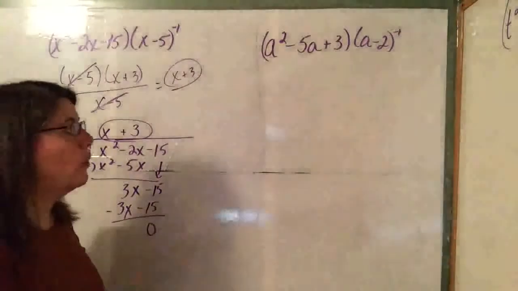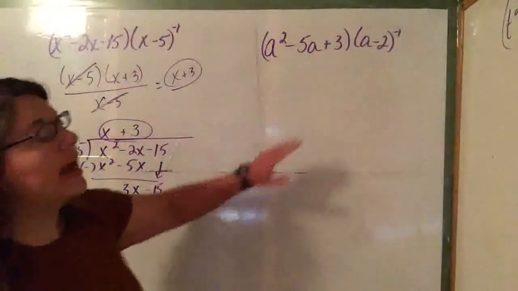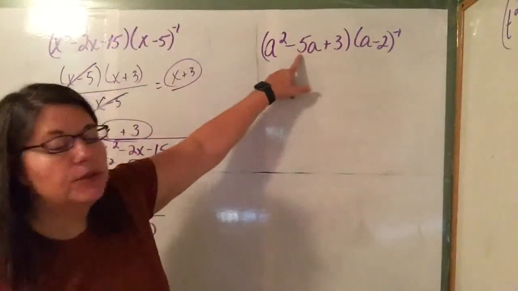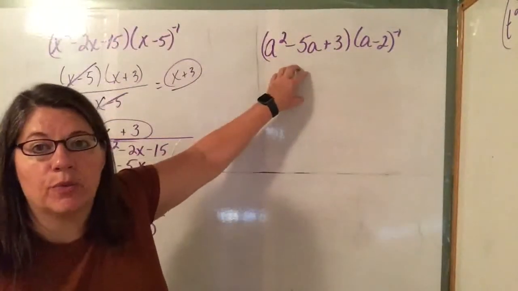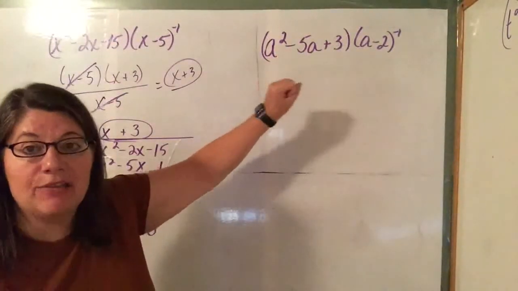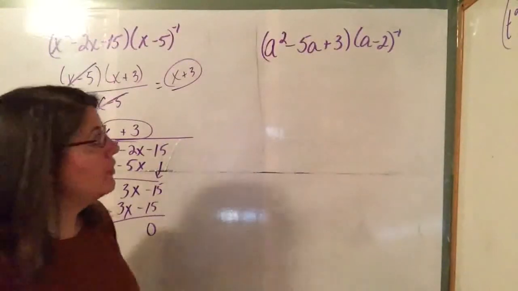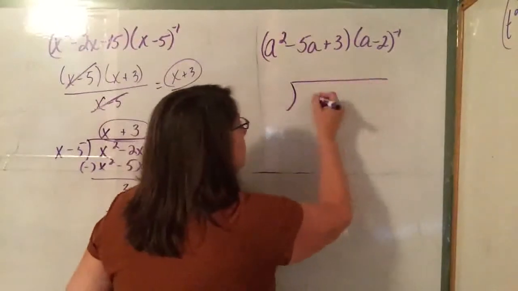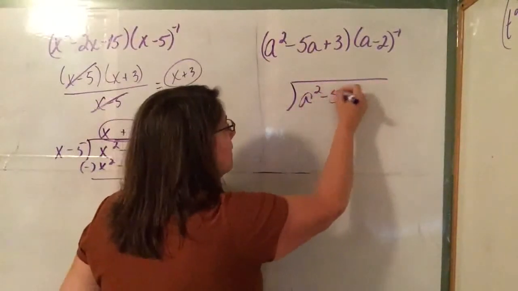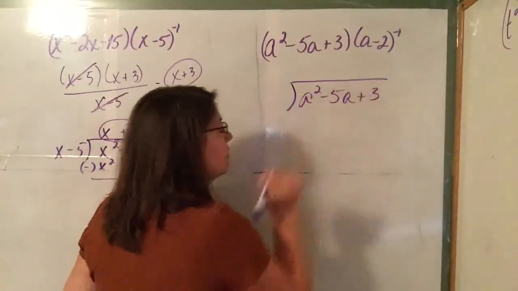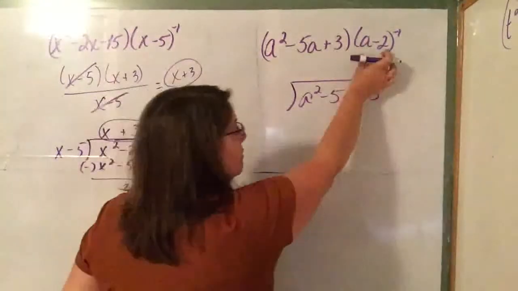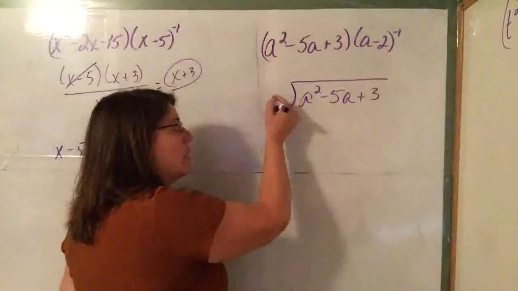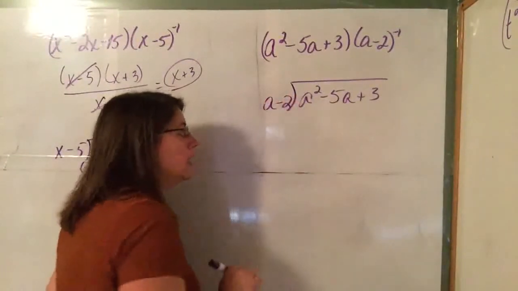Here's an example where it is not a factorable problem. 3, are there factors of 3 that add to give you 5? No, there are not. So the only way to do this one so far that we know is to do it using long division. So I'm going to take this one and put the a squared minus 5a plus 3 underneath my divisor. Remember, this is what I'm dividing by because it says negative 1, that would be on the bottom. So I'm going to put the a minus 2 here.